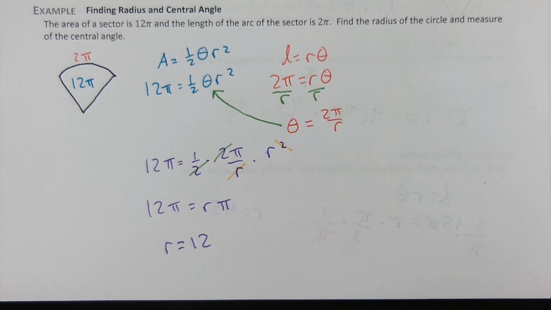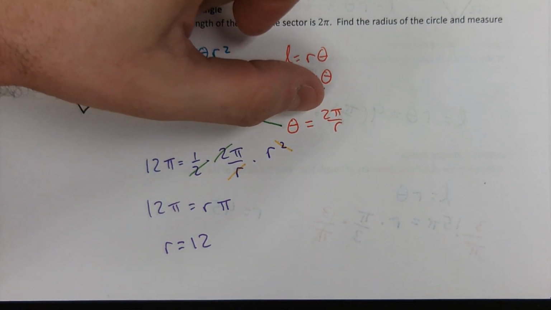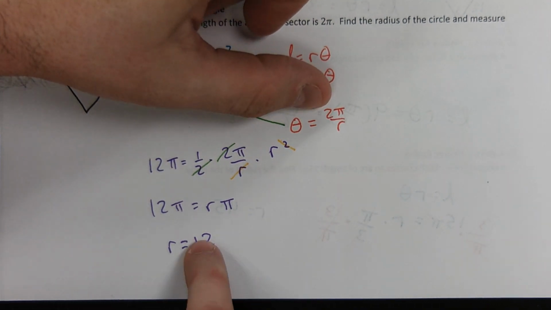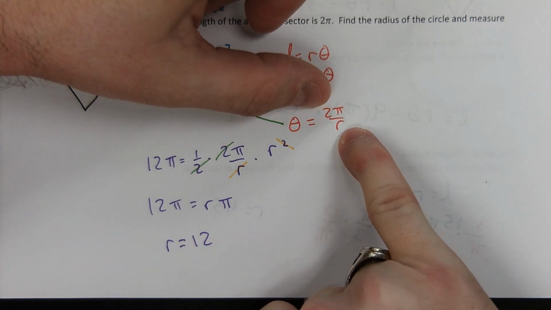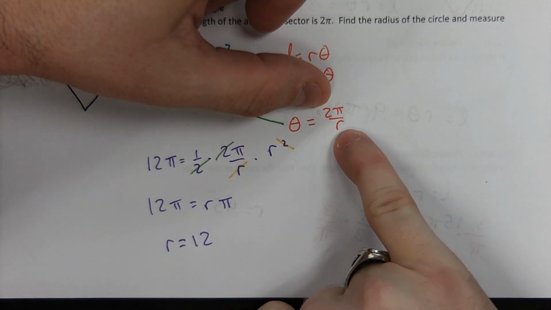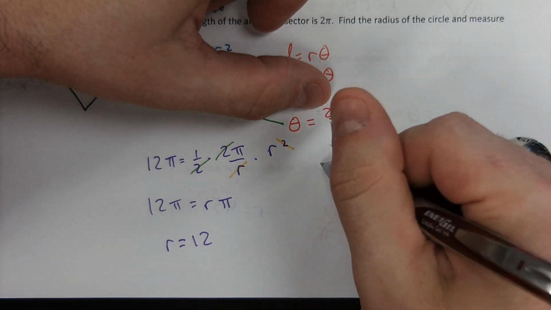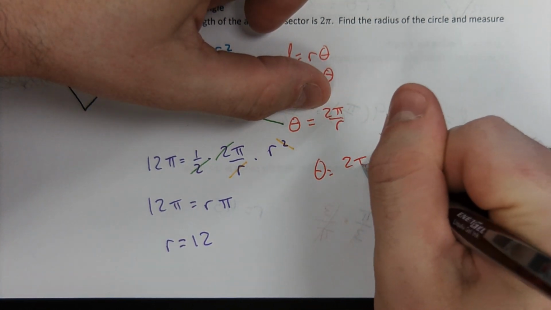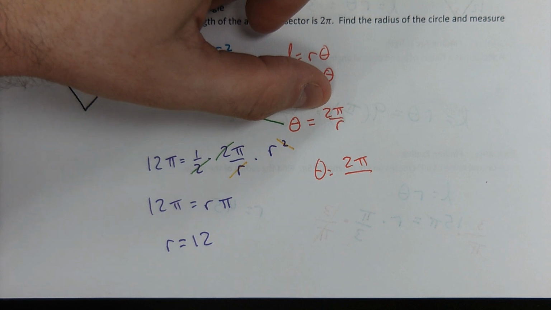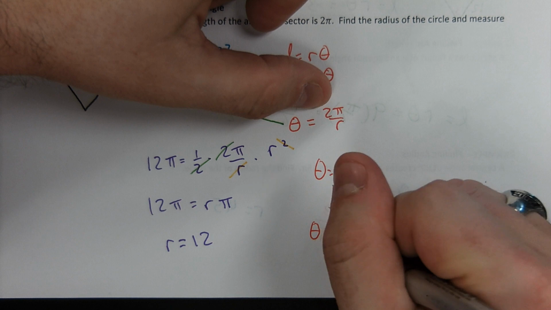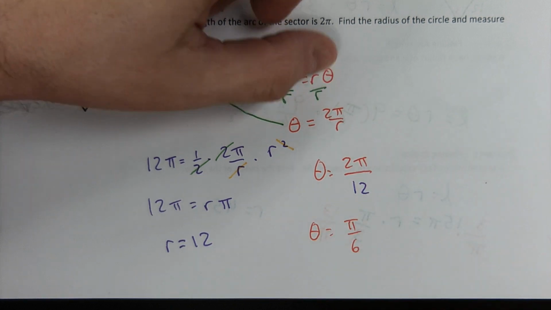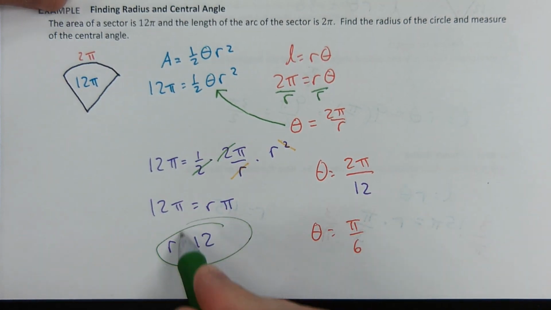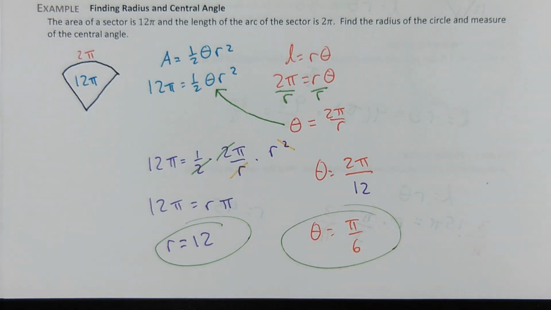All we need now is theta. And by the way, in order to find theta, all we needed to know is what r equals. So I'll take this formula right here, and I'll replace r with what we know r to equal, and reduce that fraction. So knowing sector area and arc length allowed us to find our radius and our central angle.